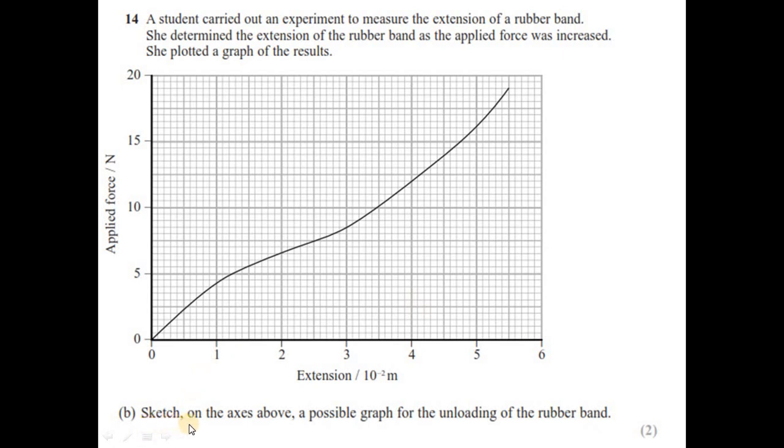B, sketch on the axis above a possible graph of unloading of the rubber band. Again, a typical question. Unloading of rubber band. When you are pulling the rubber band, you have this loading, and the unloading graph has a similar shape but lower than the first one, and this is the unloading curve.